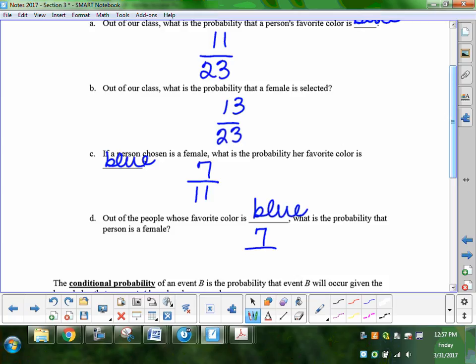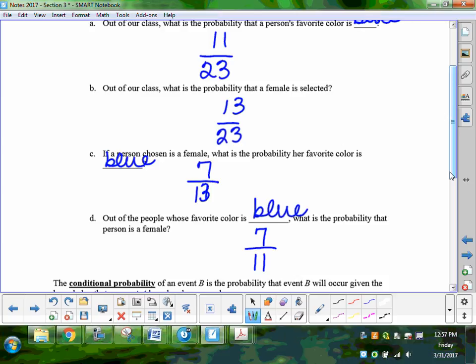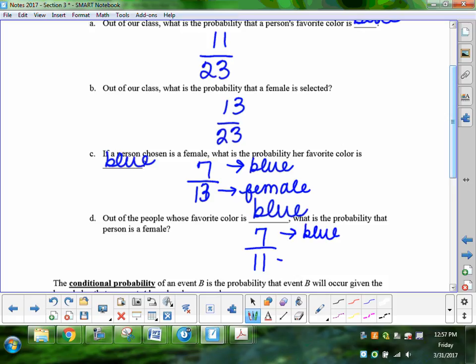Let me double check. If the person is female, what's the probability? How many females did we have? 13. So this here should have been 13. This would be 7 out of the 11. Because this is the probability if the person chosen is female. So this right here, if you're female, you pick the blue. Over here, this is, of the people whose favorite color is blue, what's the probability that they're female? This is the number of, let's say this, blue females. But what is it over? What is this over? Total blues.